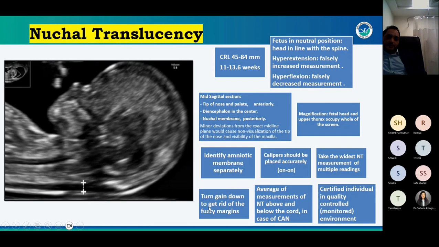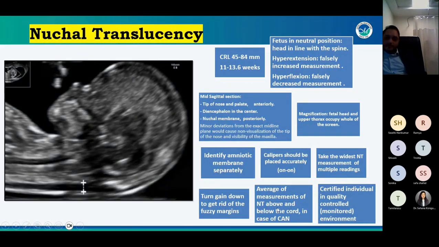Another thing to keep in mind is to turn down the gain. Reduce the gain to get a better image. Otherwise, you will get some fuzzy margins here. That is the slice edge artifact, which makes you falsely reduce the measurement. So always remember to turn down the gain and then take the measurement on a clear image.